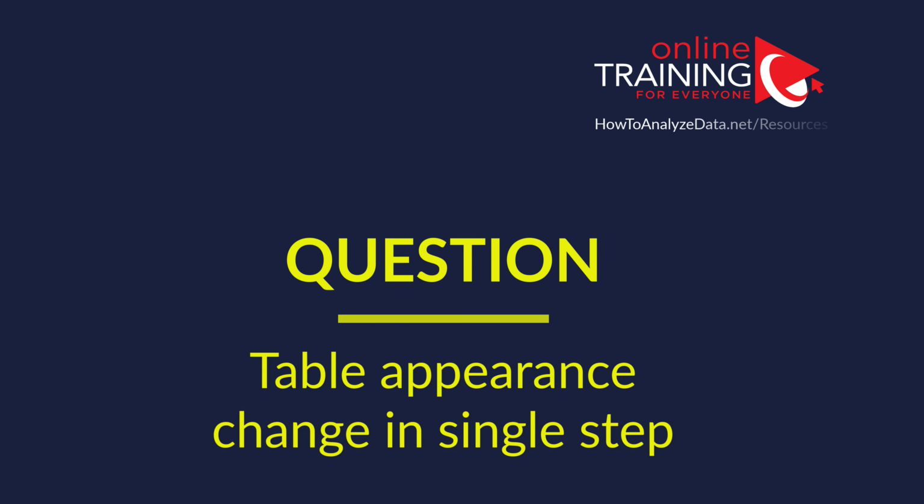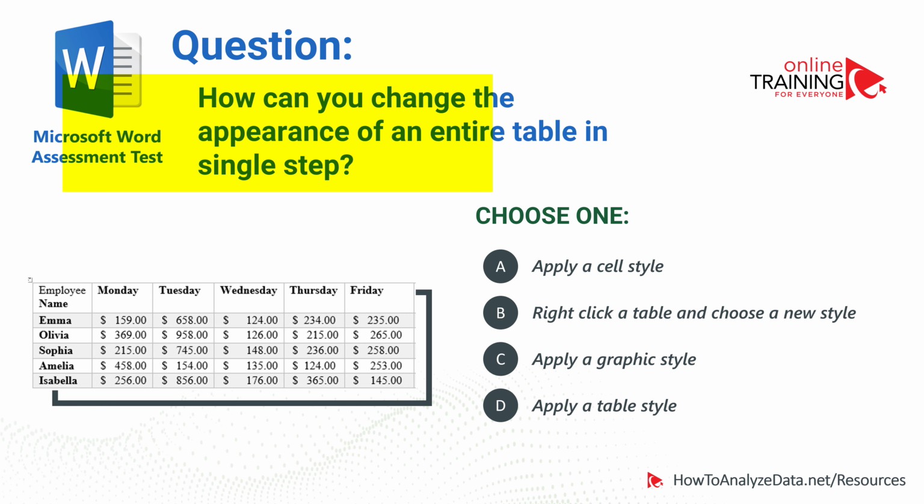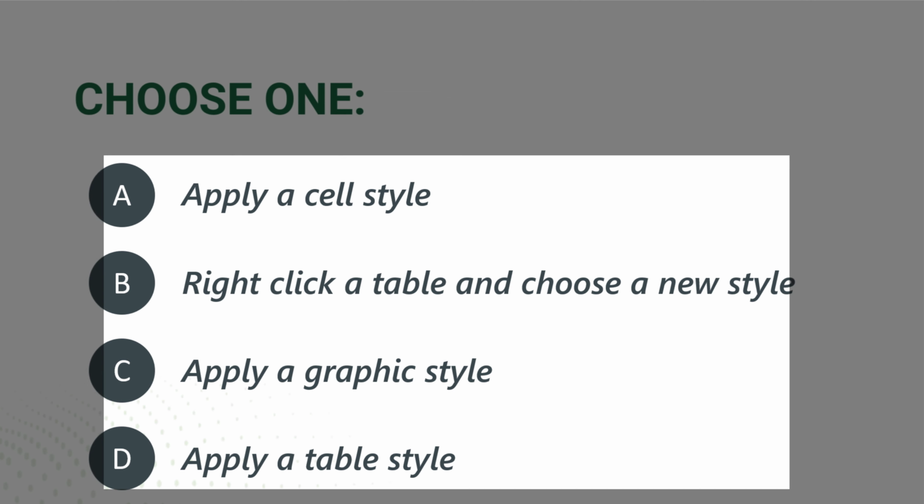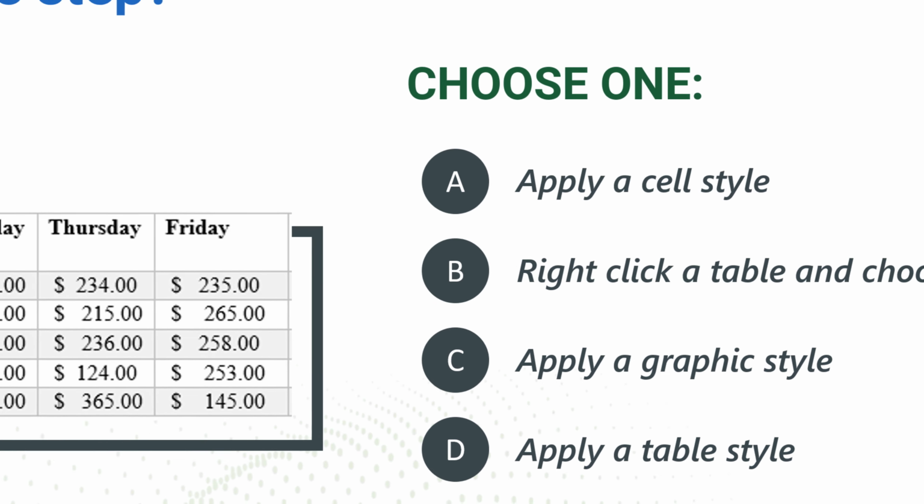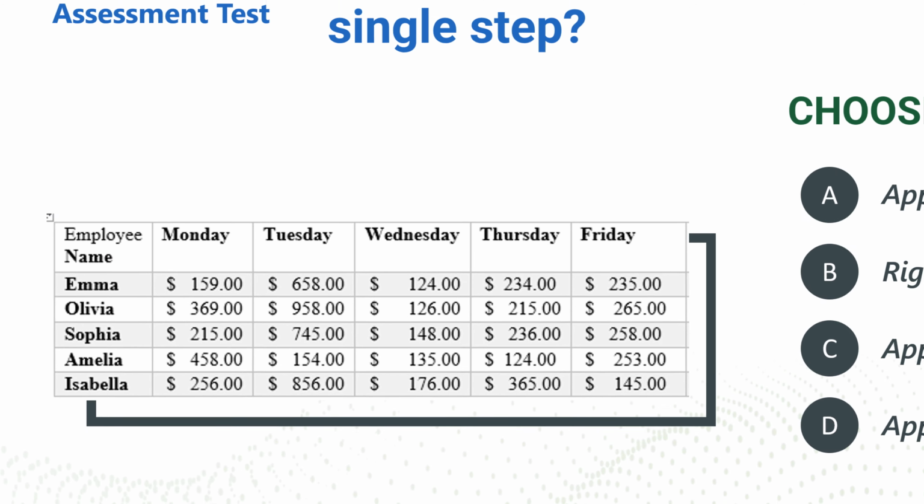Let's look at the question which tests your knowledge of Microsoft Word formatting. How can you change the appearance of the entire table in a single step? And you have 4 choices. Apply a cell style, right-click a table and choose a new style, apply a graphic style, and apply a table style. And you have a table shown here on the screen which contains 6 columns and 6 rows. So which one do you think is the right answer here? Let's see if we can find the correct answer here together.